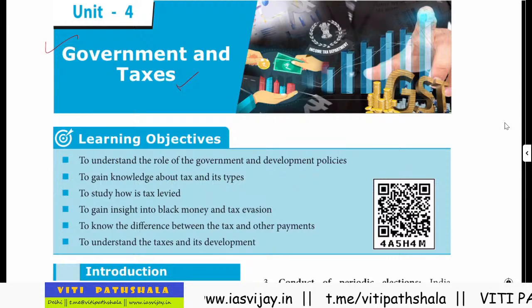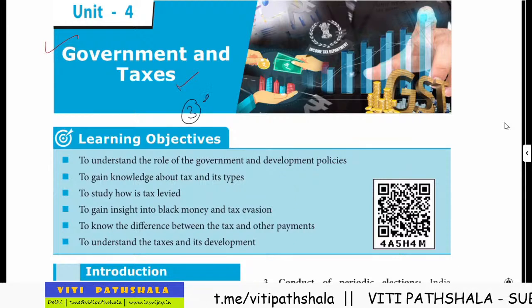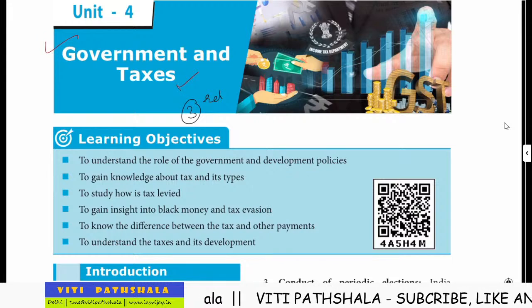Now we are doing this chapter for the third time. इसको हम तीसरी बार पढ़ रहे हैं. पहले दो बार हम इसको पढ़ चुके हैं.